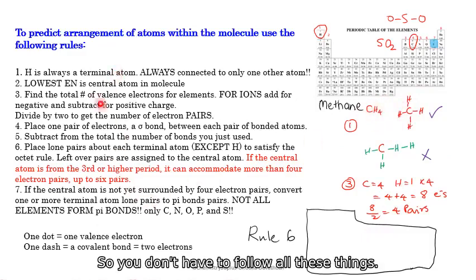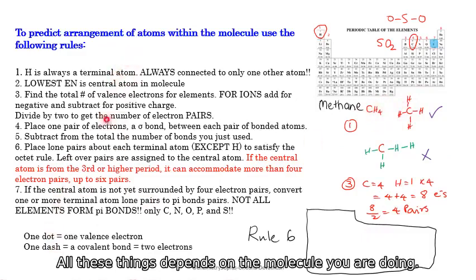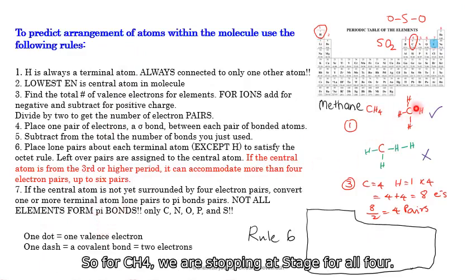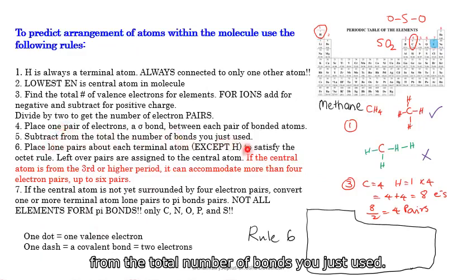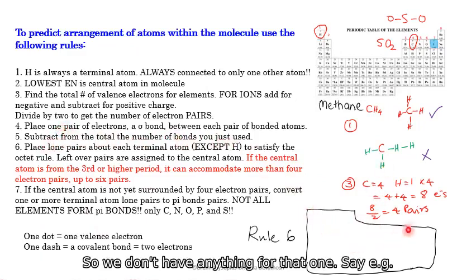You don't have to follow all these things. All these steps depend on the molecule you are doing. For CH4, we are stopping at stage 4 or rule 4. And what does the next one mean? Subtract from the total number of pairs the bonds you just used. We don't have anything for that one.